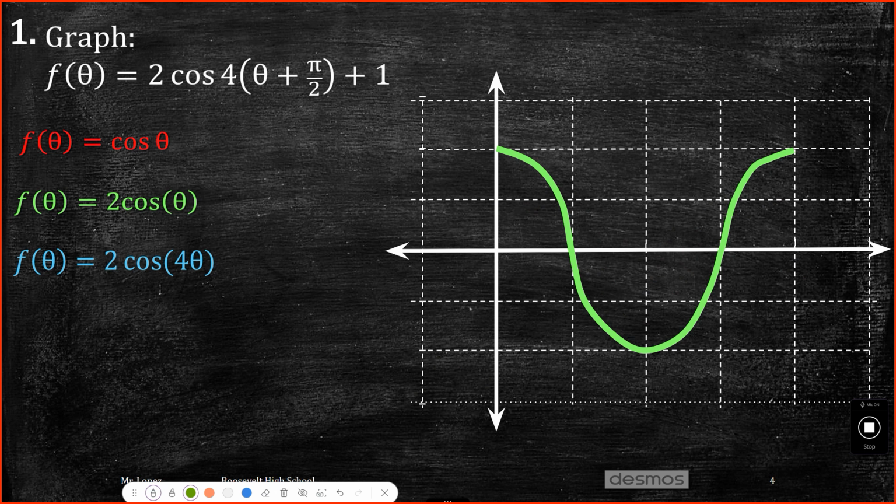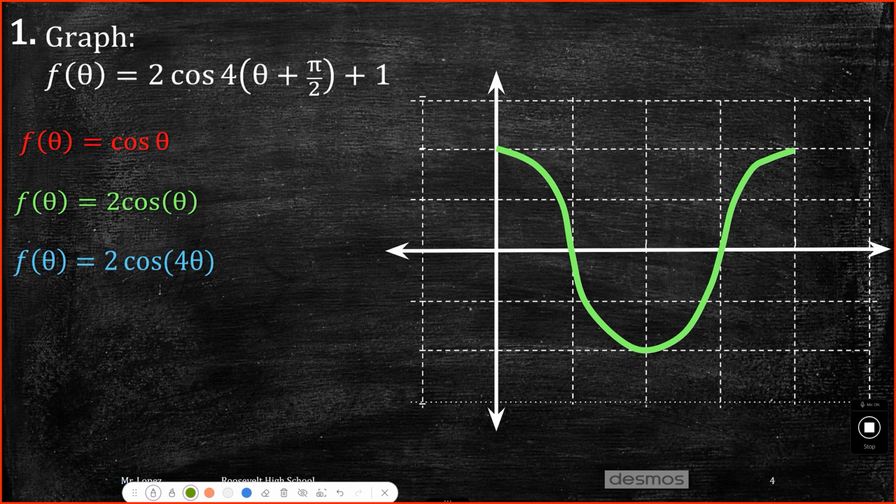Write it down. f of theta equals 2 cosine 4 theta. And with that same color, you are going to graph it. So that 2, we're not concerned. We already did that transformation of 2. The next transformation we have to do is this 4 theta.